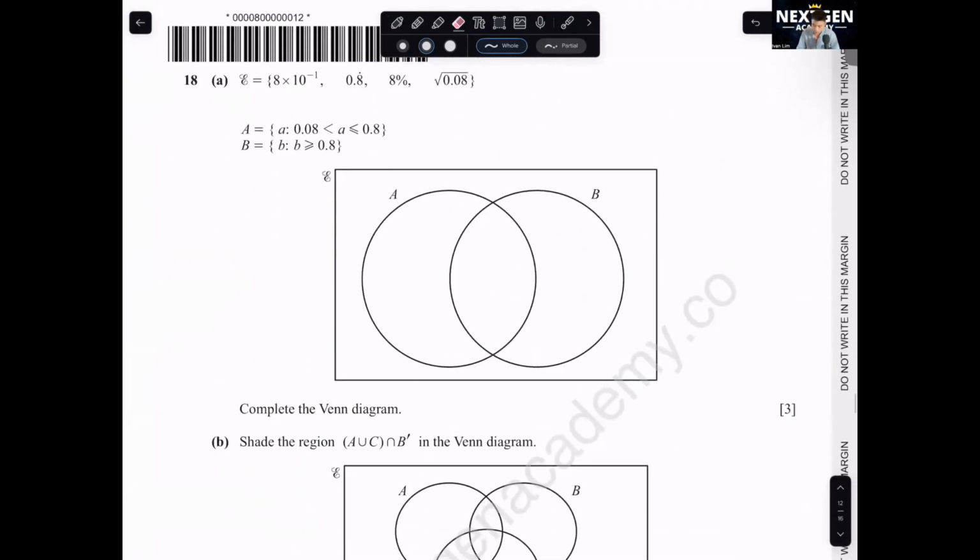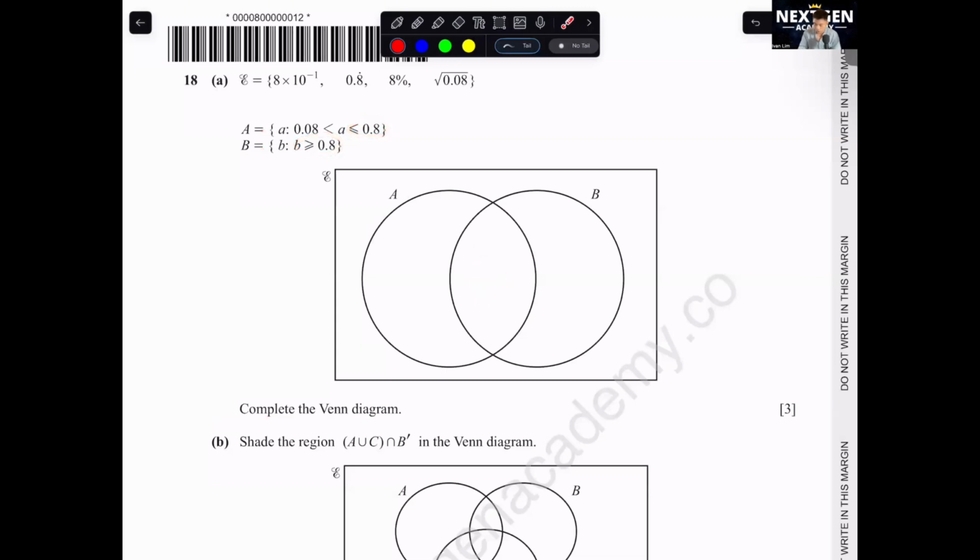Question 18. The universal set is 8 times 10 to the power negative 1, 0.8 recurring, 8%, and square root 0.08. The set A, represented by this little alphabet A, is from more than or equal to 0.08 to 0.8. B is more than or equal to 0.8. So there's one common value between set A and set B, which is 0.8. Complete the Venn diagram.